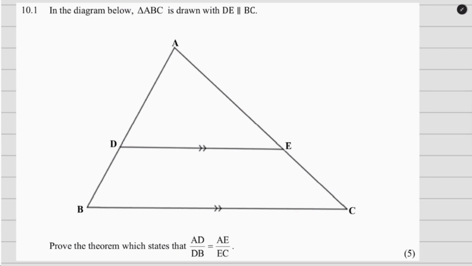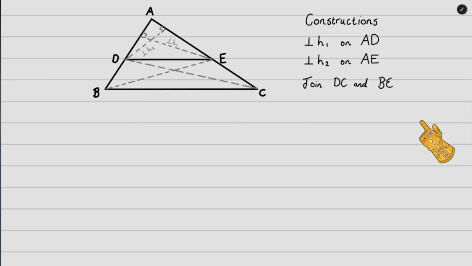In question 10, we've been given this diagram and we've got to prove the theorem which states that AD over DB is equal to AE over EC. So this is a proof that you've just got to know off by heart. So let's walk through it quickly. So normally you get given the diagram and then you just start with your constructions. So you have to start off with 4 constructions.